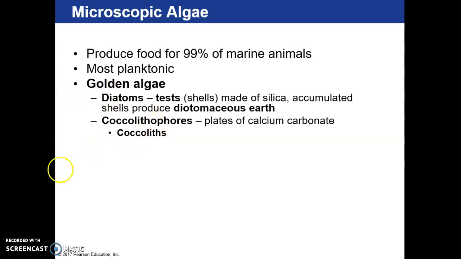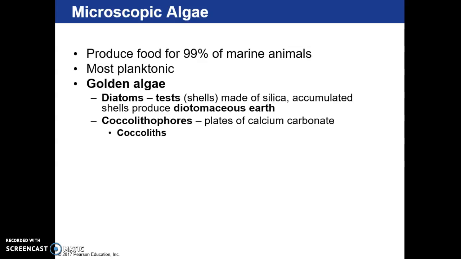And you have diatoms and coccolithophores, also called coccoliths. And diatoms are made up of shells, which are called tests, made of silica, which is the most abundant mineral that's found in the soil. And so if you've ever done any gardening or anything with moving dirt or understanding what type of soils are available, you've probably heard the term diatomaceous earth. And that means that it has a high concentration of decomposed diatoms.